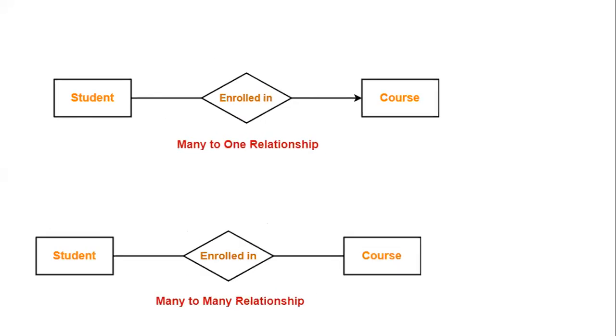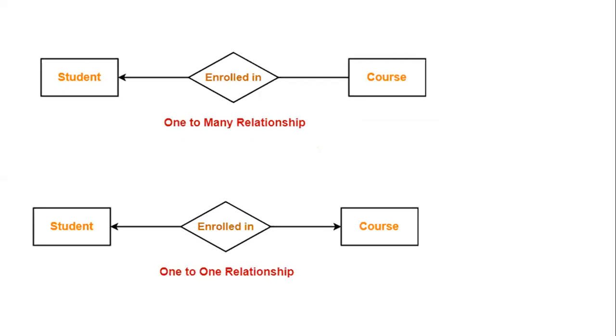The next, many to one relationship: there are a number of students but only one course is present, so that number of students can enroll in that single course, which is known as many to one. And the last scenario, many to many: there are a number of students along with a number of courses, and any student can acquire any course, so that means a many to many relationship exists. Okay, so these four are related to mapping cardinality.